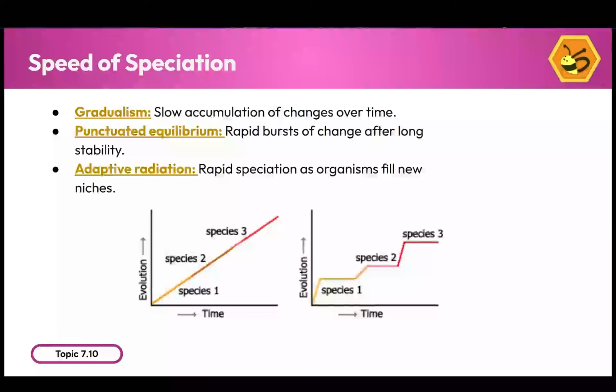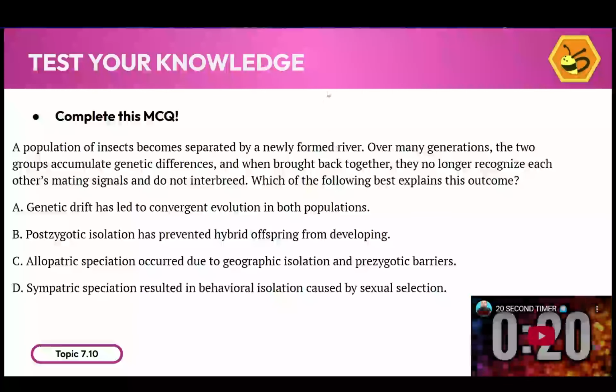No problem. All right, that's the last slide before testing your knowledge. I won't use the timer anymore; I feel like 20 seconds is way too short. A population of insects becomes separated by a newly formed river. Over many generations, the two groups accumulate genetic differences, and when brought back together, they no longer recognize each other's mating signals and do not interbreed. Which of the following best explains this outcome?